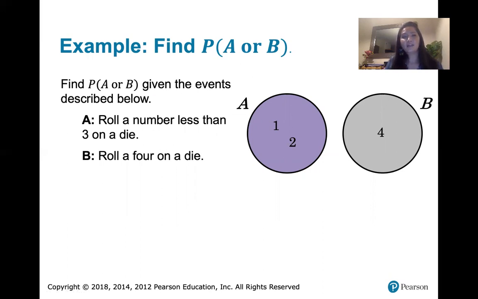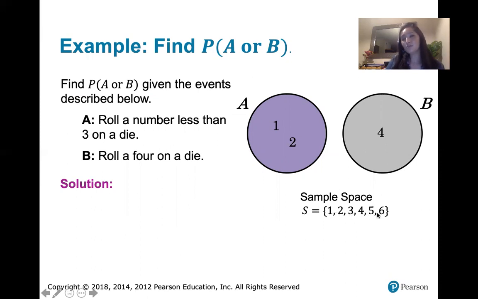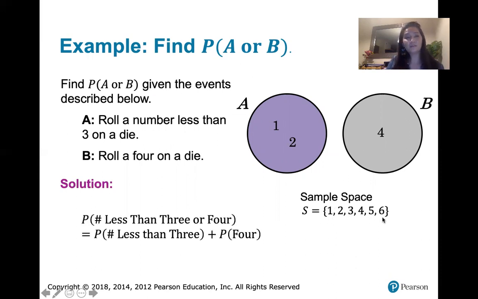So the probability of rolling a number less than 3 or rolling a 4 or both is just the probability of rolling a number less than 3 plus the probability of rolling a 4. And again, the sample space is 1, 2, 3, 4, 5, 6. So there are 6 elements in that sample space, 6 possible outcomes. So we just take the probability of rolling a number less than 3 and add that to the probability of rolling a 4. And typically we would also subtract the overlap, but there's no overlap, so there's nothing to subtract this time. So we just get 2 out of 6 plus 1 out of 6 is 3 out of 6, and 3 out of 6 reduces to 1/2.